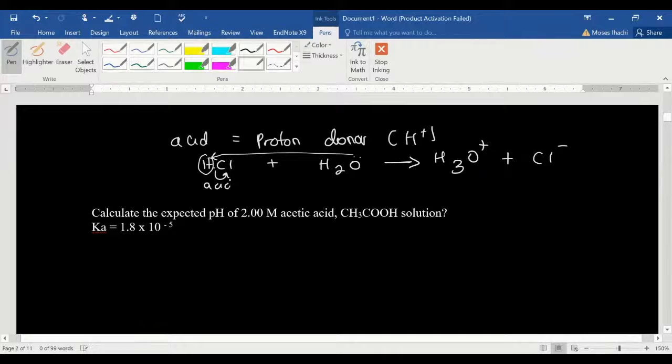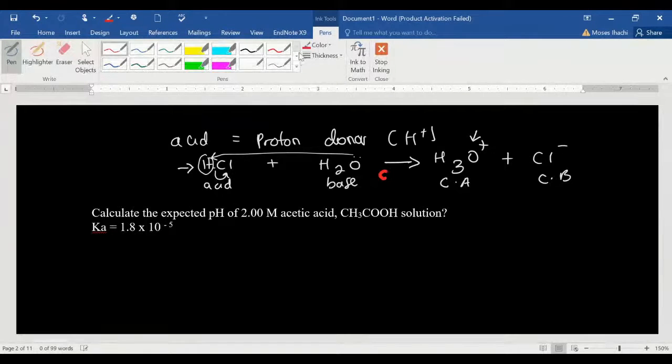So this is an acid because it donated the extra proton to water. The water has accepted the proton, so it's a base. This is what we call the conjugate acid because it came from the base, and this is the conjugate base because it came from the parent acid. Here I'm using a full arrow because I know the concentration of HCl will be the same as the concentration of the hydronium because of complete ionization.